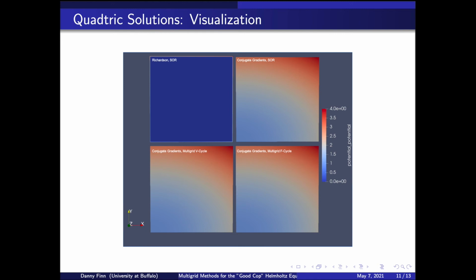In the top right, you see our conjugate gradients local solver, and it does achieve a final solution that is converged, and it looks exactly like what we'd expect. Then the bottom 2 again are our multigrid cycles, and you can see that just like conjugate gradients, we reach the solution that we expect from our exact solution. So our multigrid methods are accurate and they're fast to converge.